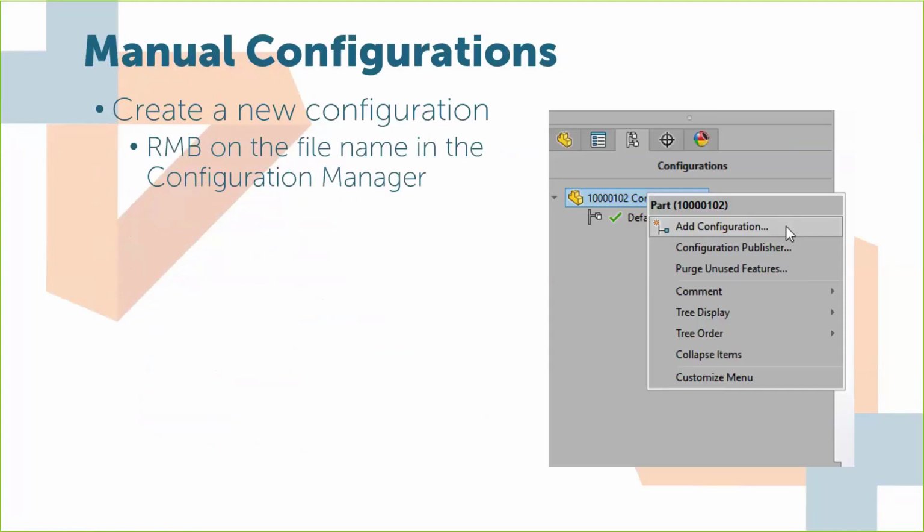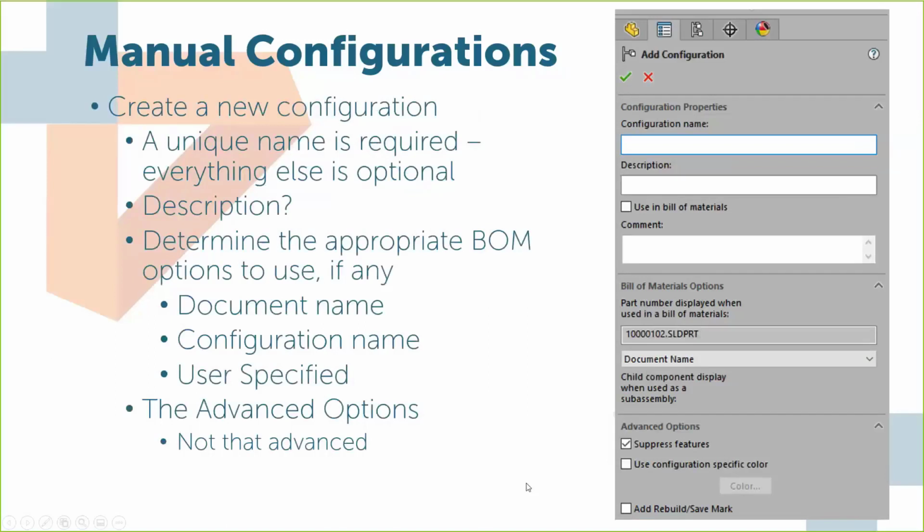So building configurations the old way, the manual way. Switch to the ConfigurationManager in the tree, right-click on the file name there, add a configuration, and give it a unique name. And that unique name is really all that's required. The description is optional. The checkbox to use in the bill of materials will do just that, give you a nice description in the BOM. Comments are optional as well. One set of functionality in the bill of material options tend to get overlooked.